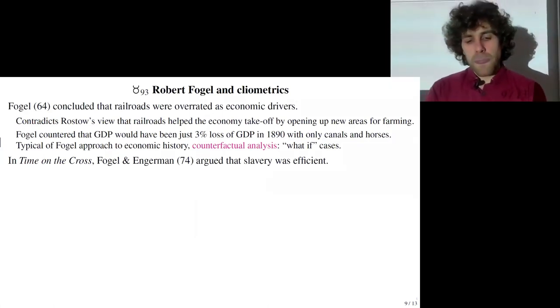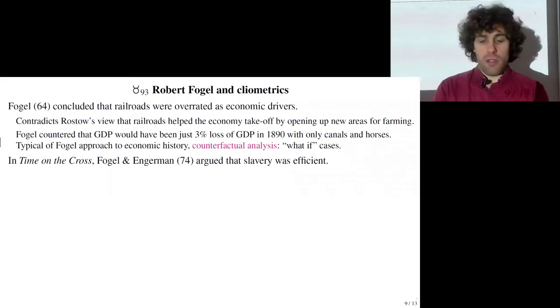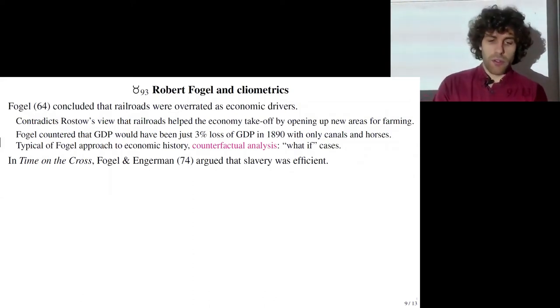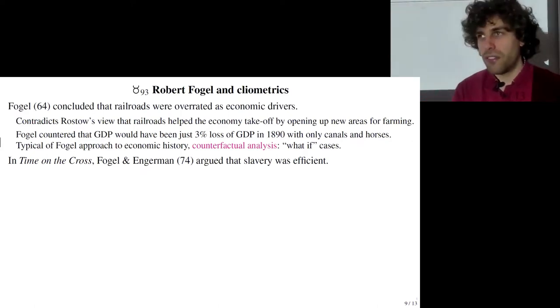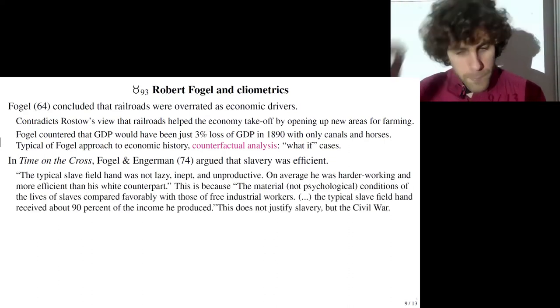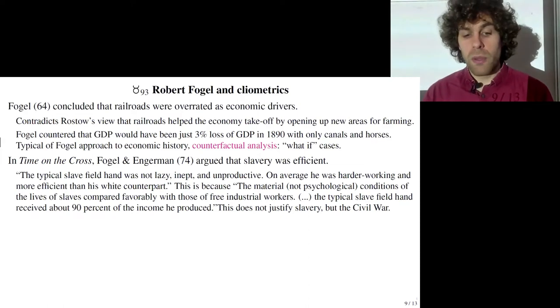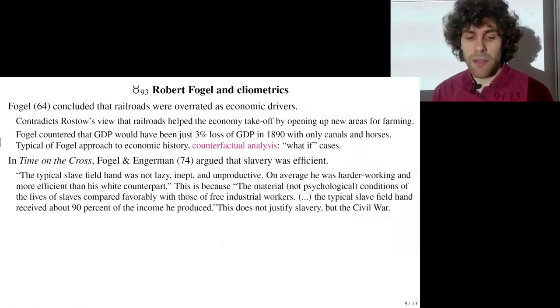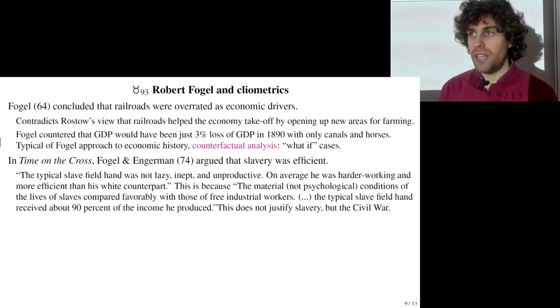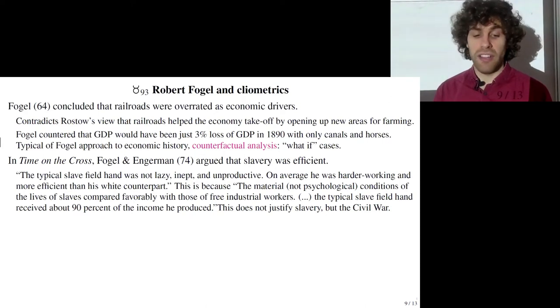Then he wrote an even more controversial book, Time on the Cross, with co-author Engerman, about slavery, where he argued that slavery was efficient. Let me quote: the typical slave field hand was not lazy, inept, or unproductive. On average, he was harder working and more efficient than his white counterpart. This is because the material, not psychological, conditions of the lives of slaves compared favorably with those of free industrial workers. The typical slave field hand received about 90% of the income he produced.